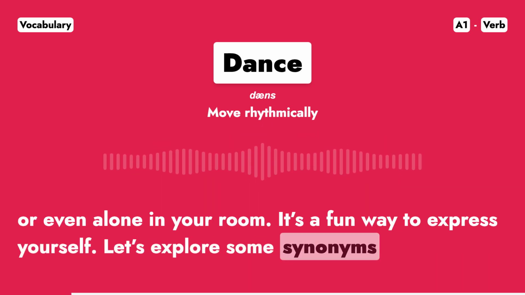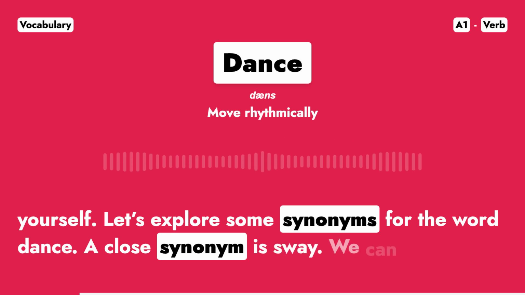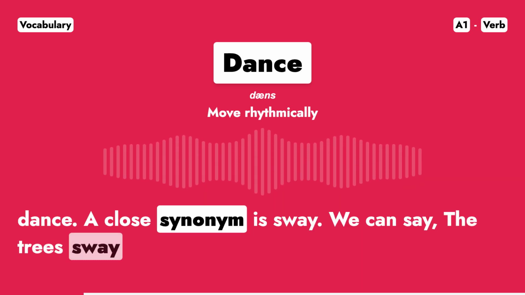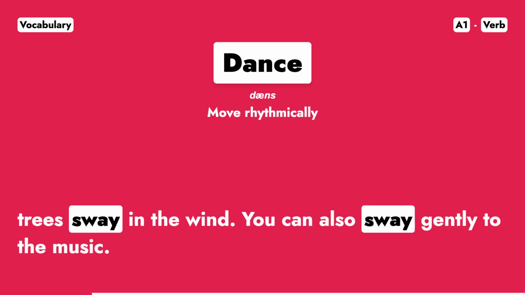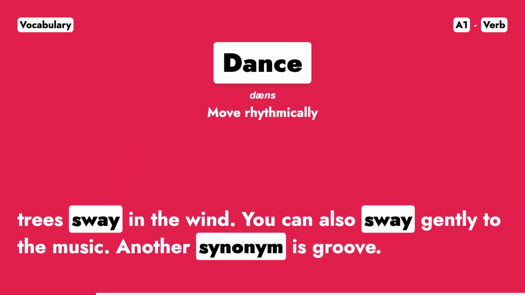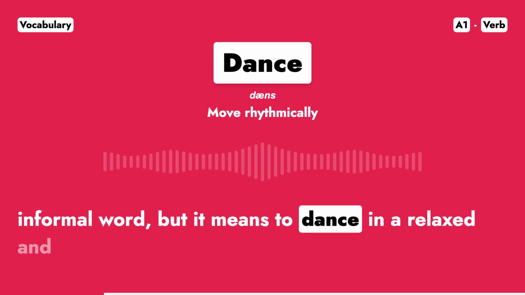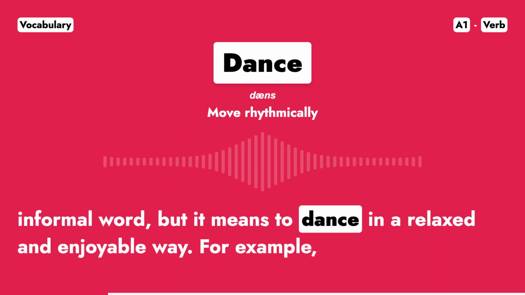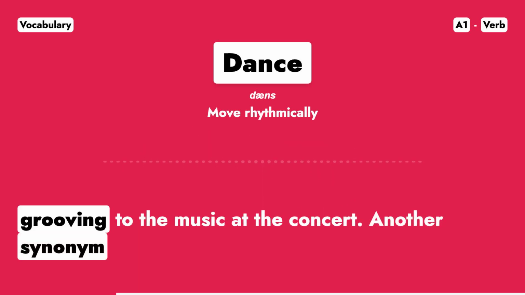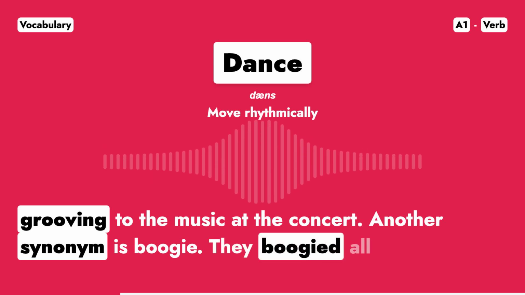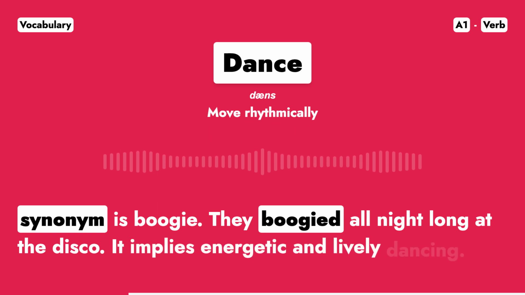Let's explore some synonyms for the word dance. A close synonym is sway. We can say, the trees sway in the wind. You can also sway gently to the music. Another synonym is groove. It's a more informal word, but it means to dance in a relaxed and enjoyable way. For example, he was really grooving to the music at the concert. Another synonym is boogie. They boogied all night long at the disco. It implies energetic and lively dancing.